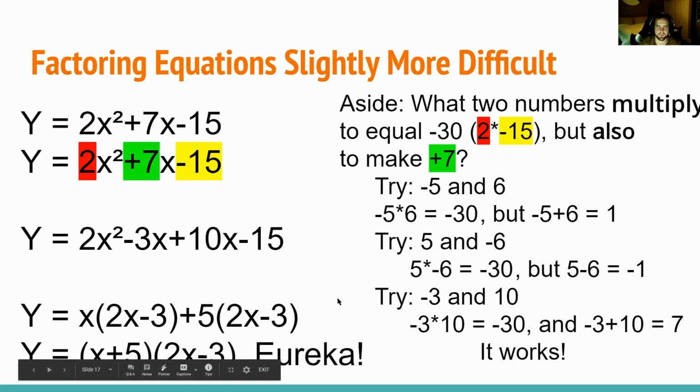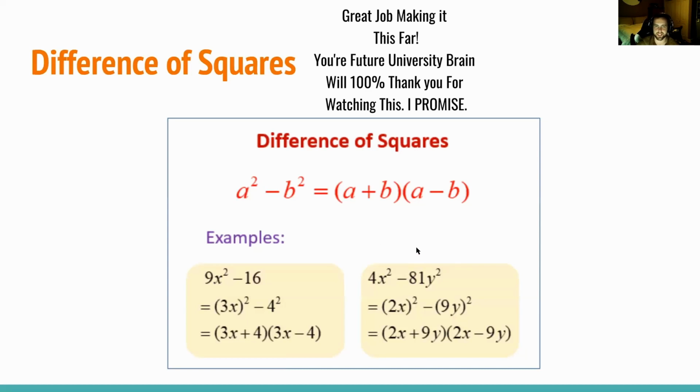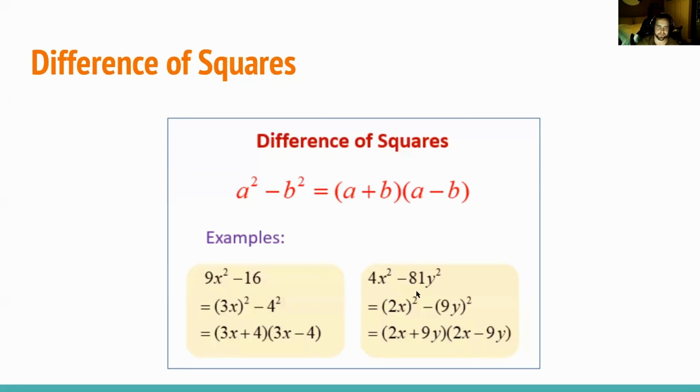So, difference of squares: we have a to the power of 2 minus b to the power of 2 is equal to a plus b and a minus b. This is just a short way of factoring, but it can only happen if this is a square and this is a square. And it has to be, obviously, a difference of the two.